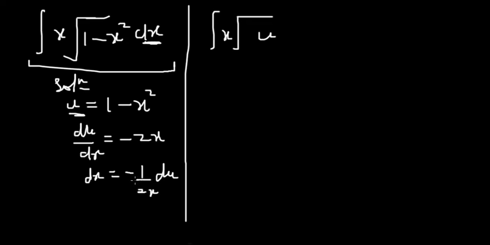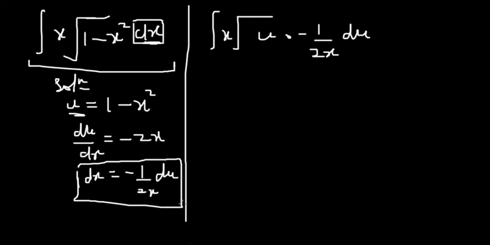And then we have dx. Now dx is minus 1 on 2x du. We are just substituting this dx with the dx over here. It's just simple substitution. So from here, you could just proceed.